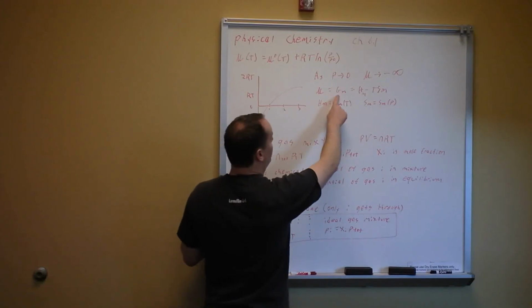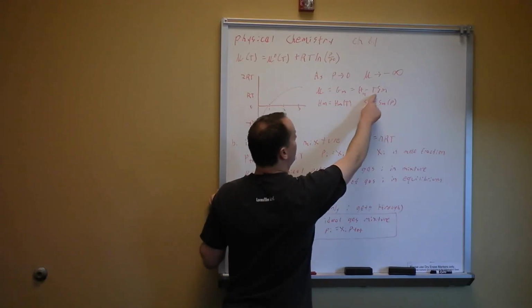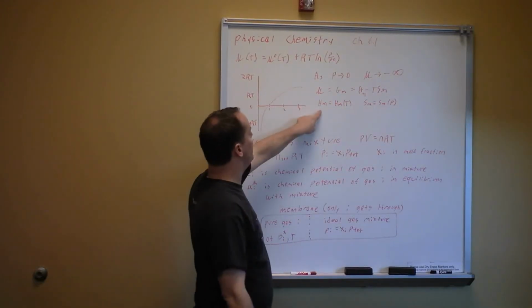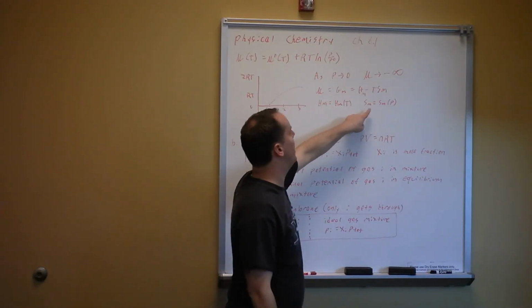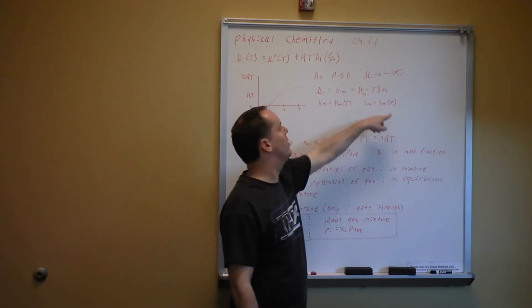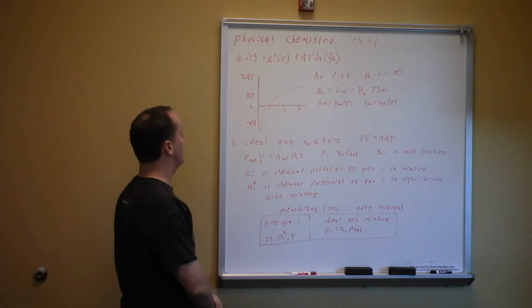So μ, we also know, is equal to G_m, which is equal to H_m minus T S_m. Now remember, H_m is independent of pressure. It's dependent on temperature only for an ideal gas. And molar S_m is a function of pressure.